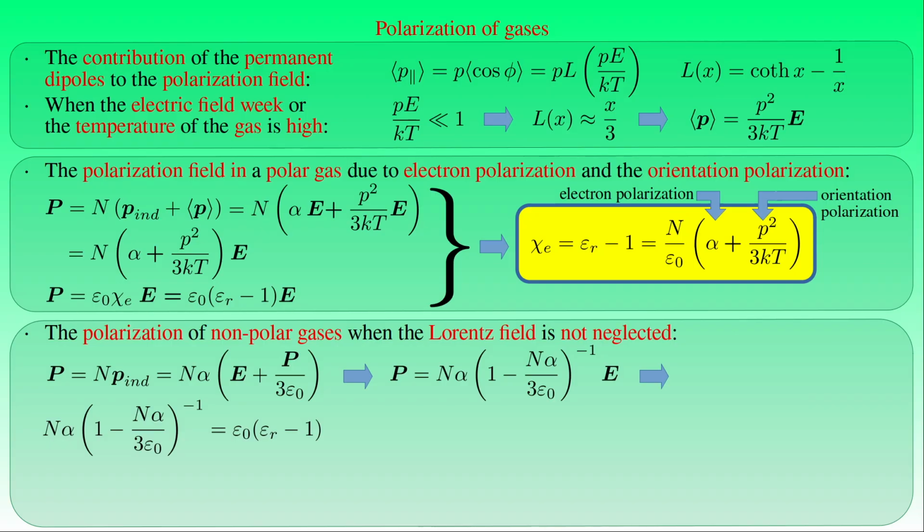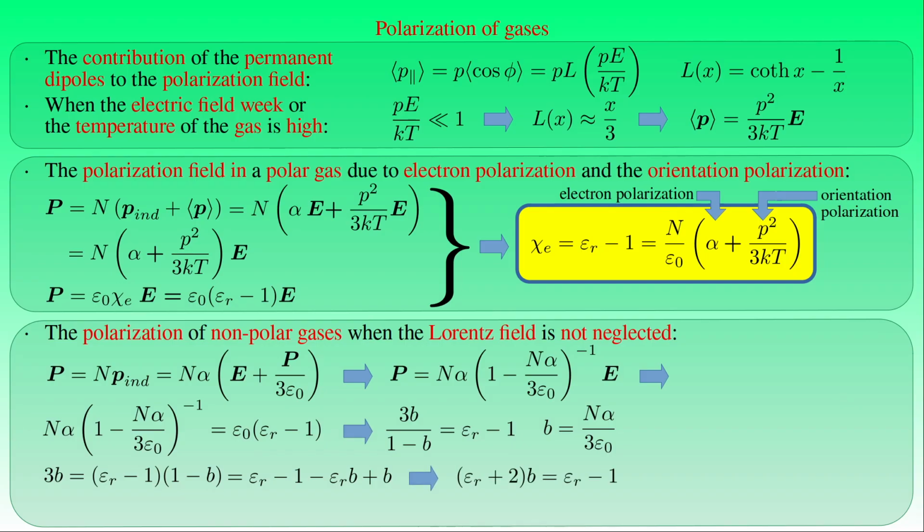By introducing the shorthand notation B for N times alpha over 3 times epsilon naught, we can write this equation in a simple form, stating that 3 times B over 1 minus B is equal to epsilon R minus 1. If we multiply this equation by 1 minus B, then its right-hand side becomes epsilon R minus 1, minus epsilon R times B plus B. After simplifying this equation, we can write that the product of epsilon R plus 2 and B is equal to epsilon R minus 1.